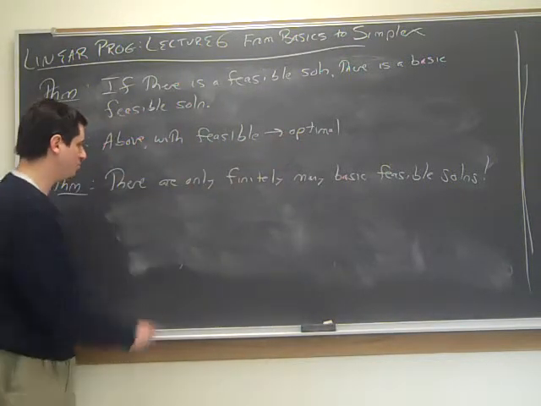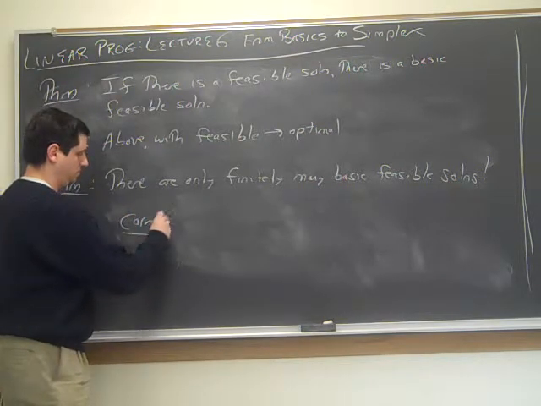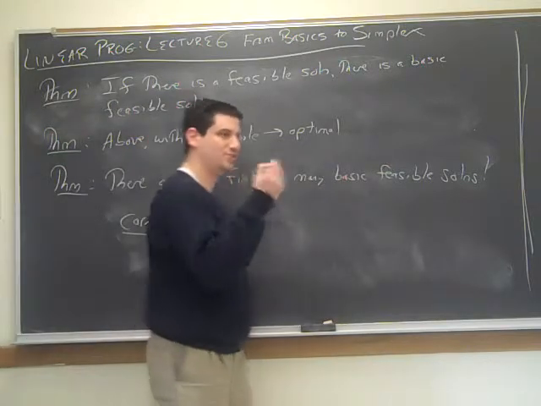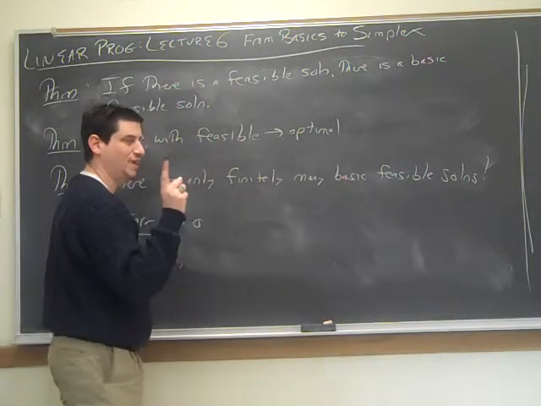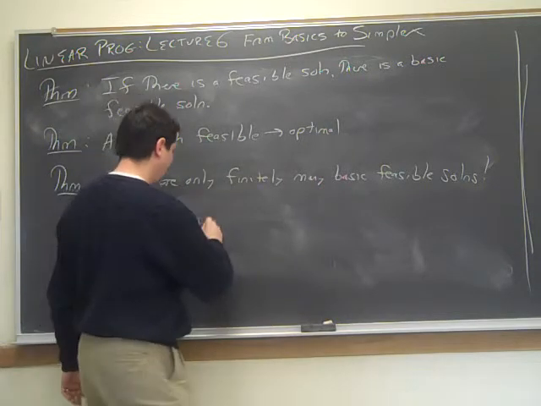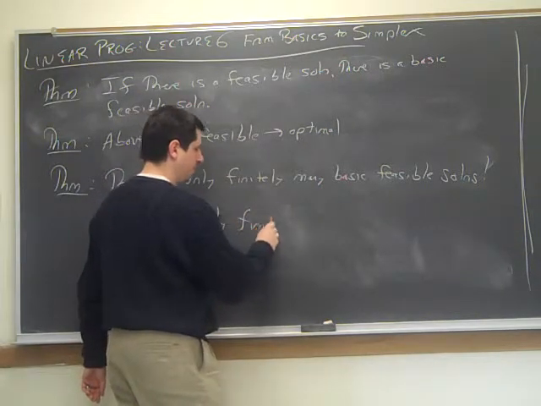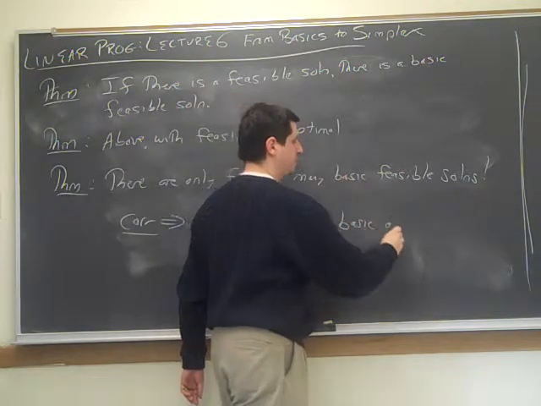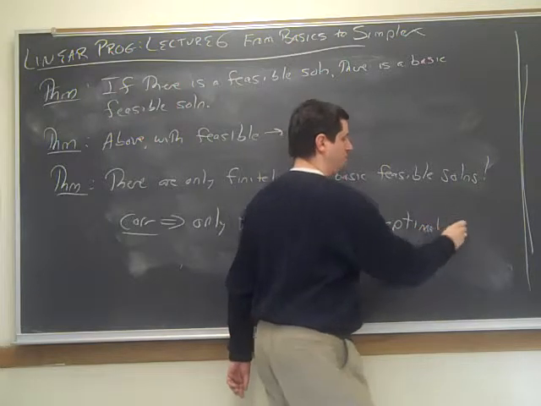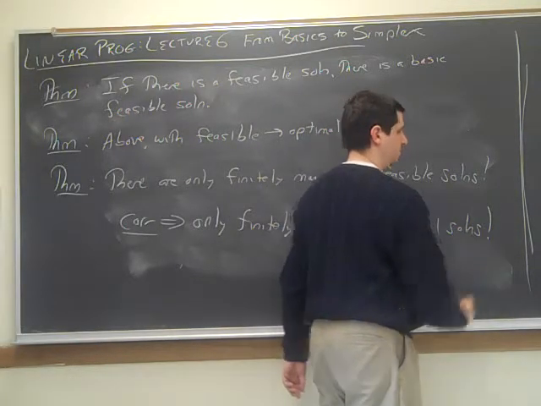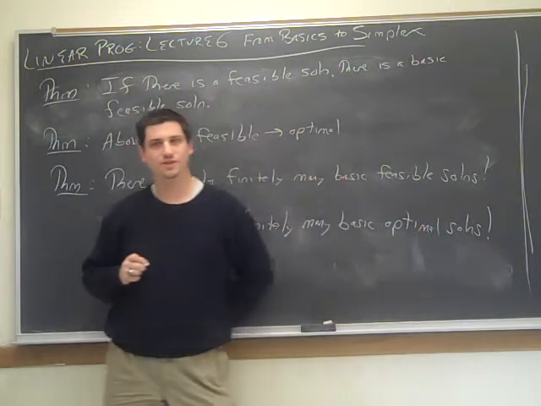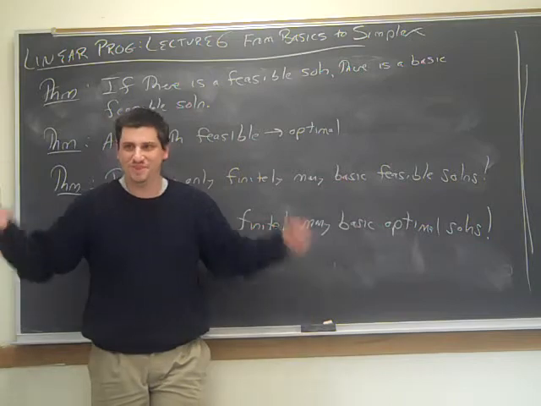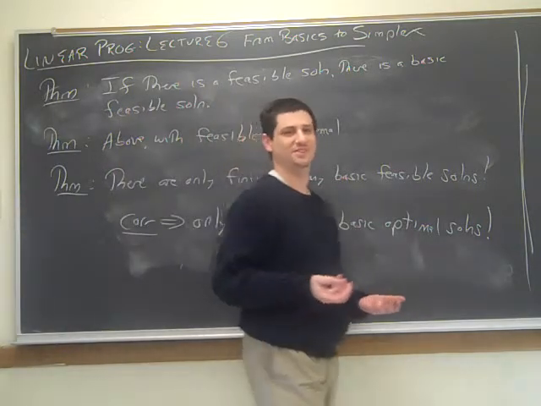So what can you immediately deduce as a corollary? Finitely many optimal. Good. Finitely many what? Basic. Basic, right? Only finitely many basic optimal solutions. Right? It seems like we're making progress, right? We've gone from an infinitude of things to check to finitely many.